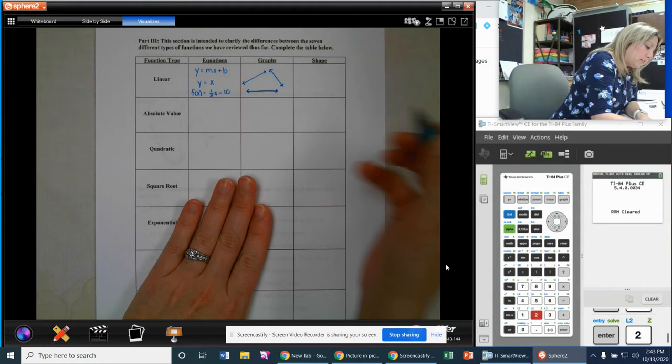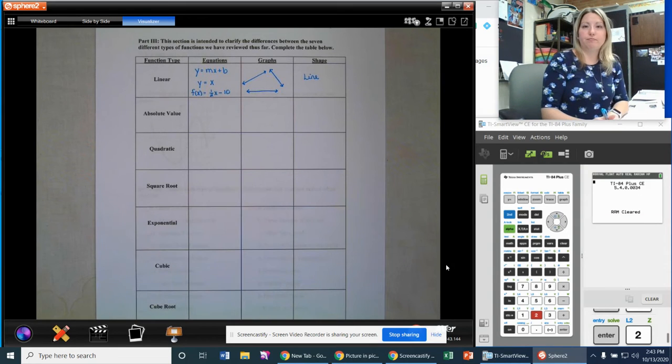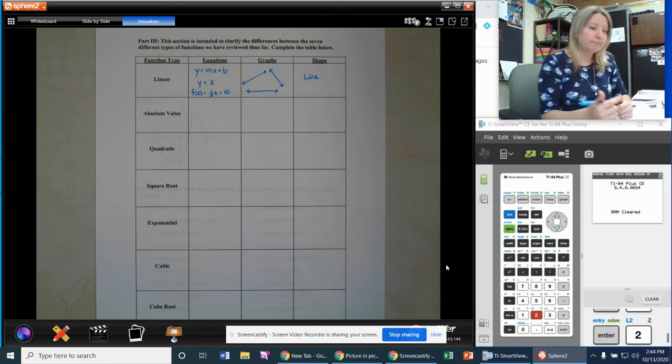Shape: a line, a straight line, which is redundant because all lines are straight. So there you go.